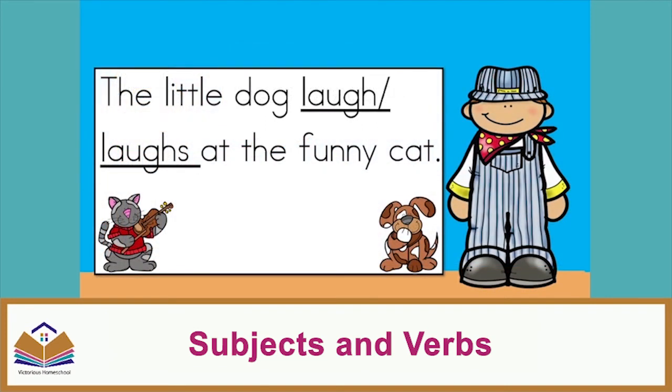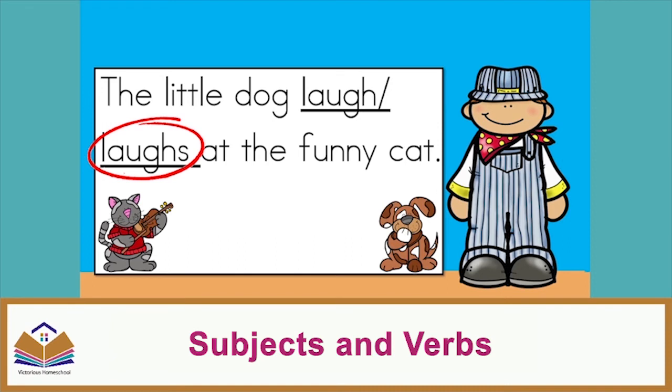You can type or just say it aloud with your mom the correct answers. The little dog laughs at the funny cat. What is the correct form of the verb? Right. Should be laughs because dog is singular and laughs is singular.